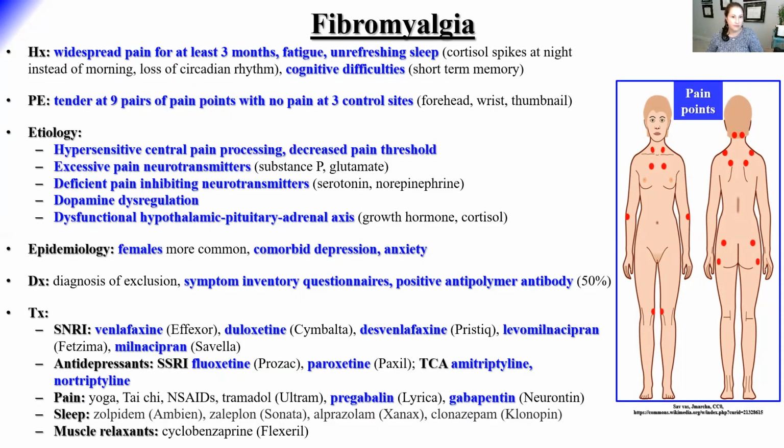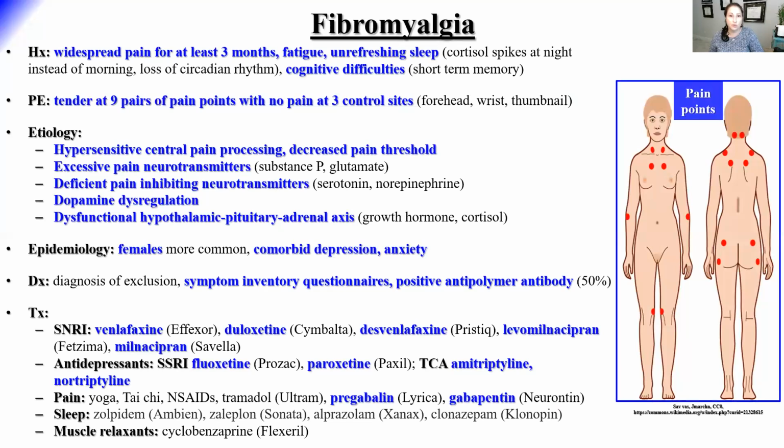For the physical exam for fibromyalgia, let's look at the picture there. You see these little red dots on the patient. These are predictable points that should cause pain in patients with fibromyalgia. So if you can push on there and reproduce their areas of pain, but they do not have pain at the control sites, so the forehead, the wrist, and the thumbnail, that helps us with this diagnosis.